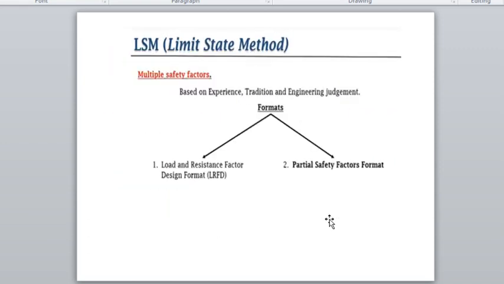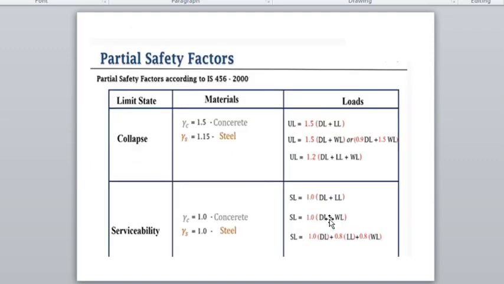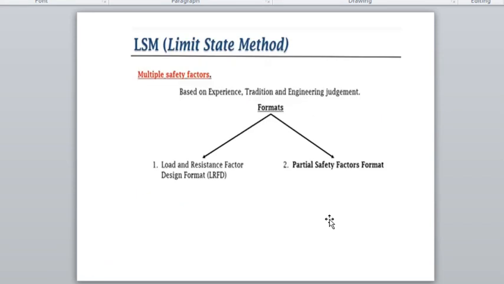So with this, I am ending this class. In the next class we will have a discussion about the difference between working stress and limit state method. That's all. Thank you.